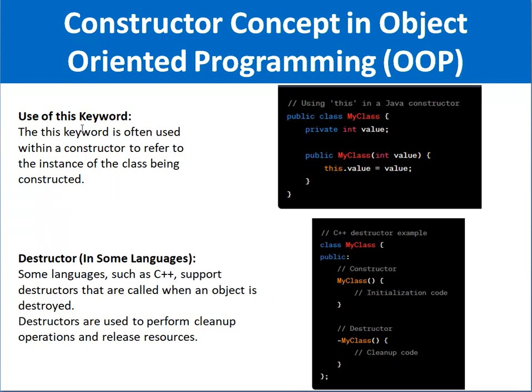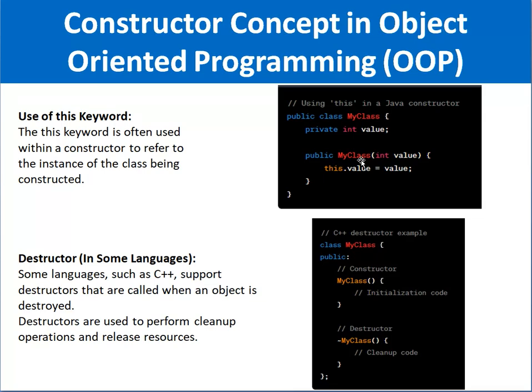Then the use of the this keyword. The this keyword is often used within a constructor to refer to the instance of the class being constructed. For example, using this in a Java constructor: public class MyClass, private int value, public MyClass(int value), this.value = value. So this keyword is often used within a constructor to refer to the instance of the class being constructed.